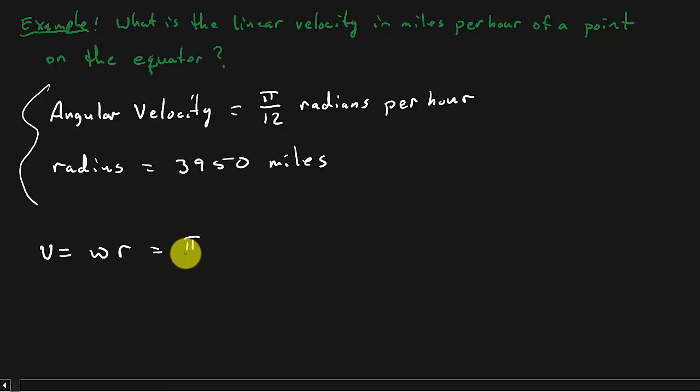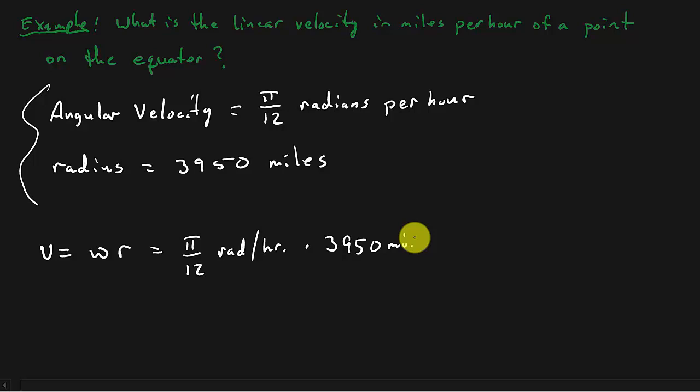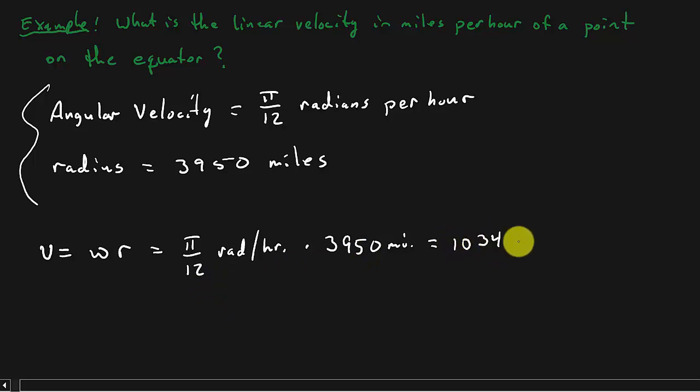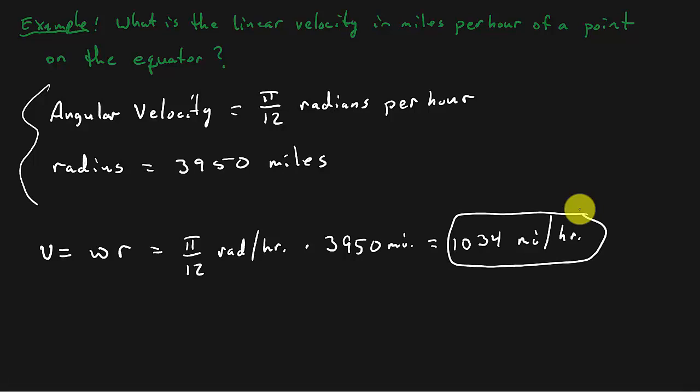So this is going to be pi over 12, and that's radians per hour. And I'm multiplying that times 3,950 miles. Now, once I multiply all this together, pi times 3,950, and then divide that by 12, I'm going to get about 1,034 miles per hour. And so that's how fast a point on the equator is traveling as the Earth is spinning.